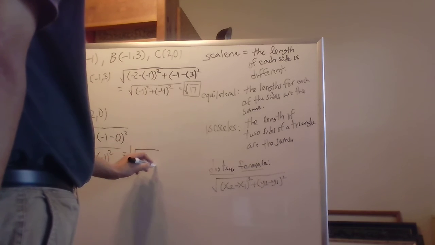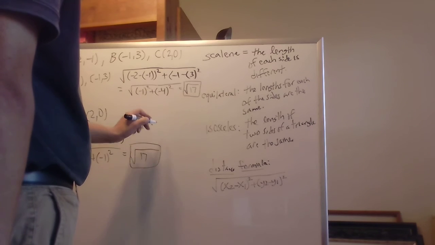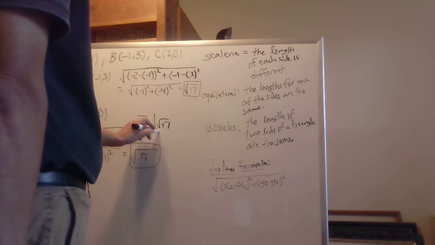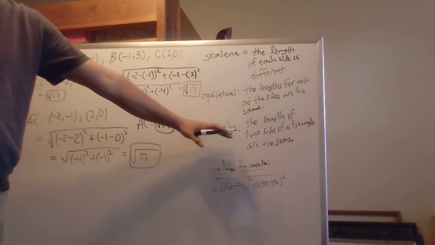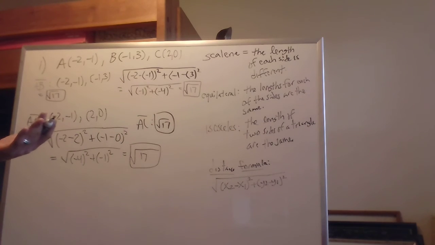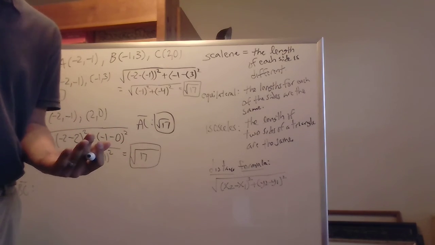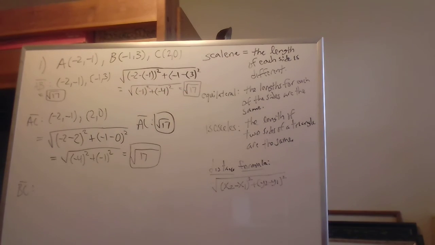So again, for AC, side AC is going to equal the square root of 17. Now if we notice, AB and AC are the same length. So we at least know that this triangle could be an isosceles because the length of two sides is equal to the square root of 17. But we have to determine the last side, which is BC, because if BC is equal to the square root of 17, then all three sides are the same. And if all three sides are the same, then we know it's going to be an equilateral triangle.